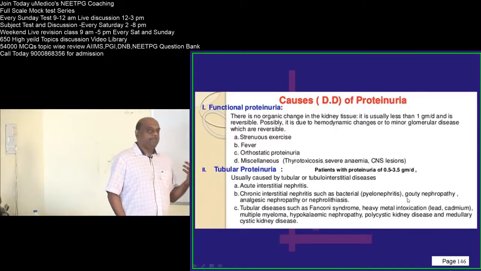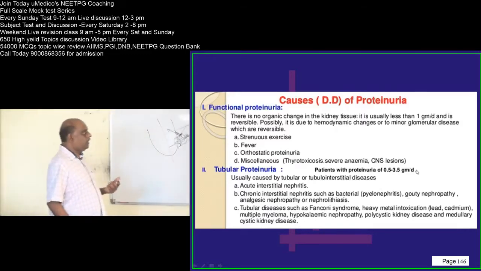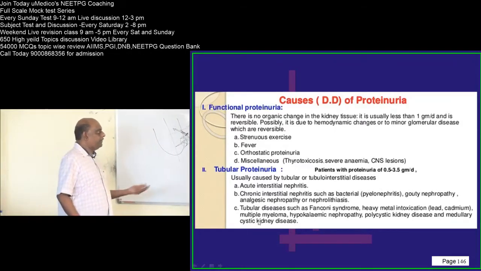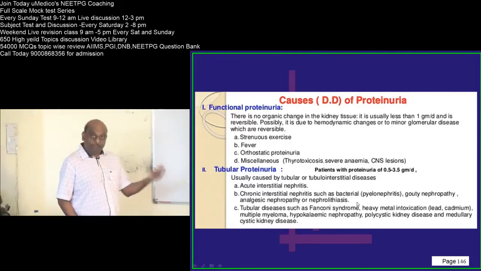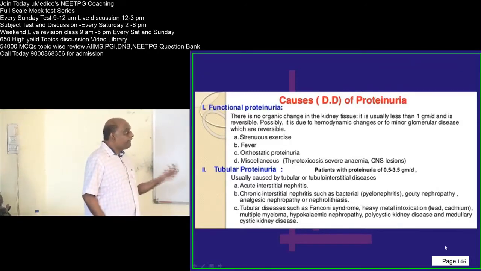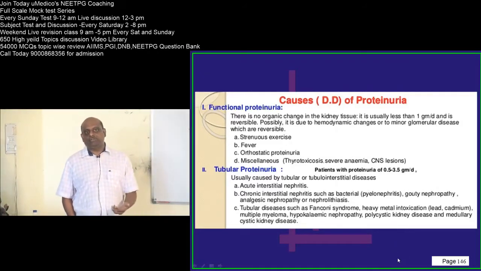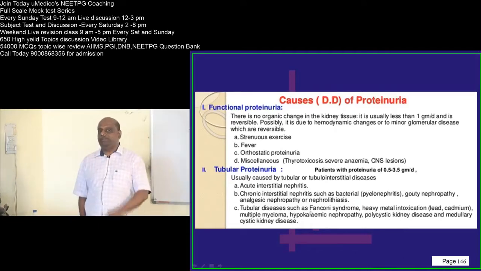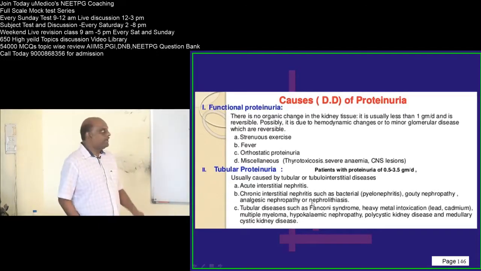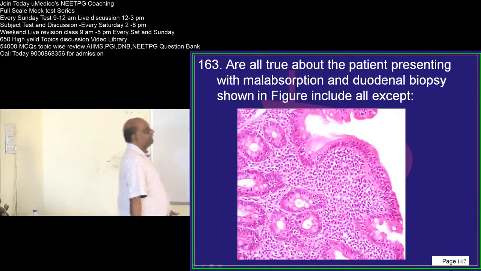Similarly, any pyelonephritis or gouty nephropathy or analgesic nephropathy or nephrolithiasis or Fanconi syndrome or heavy metal intoxication, any of them can lead to development of tubular proteinuria is what you have to basically remember.